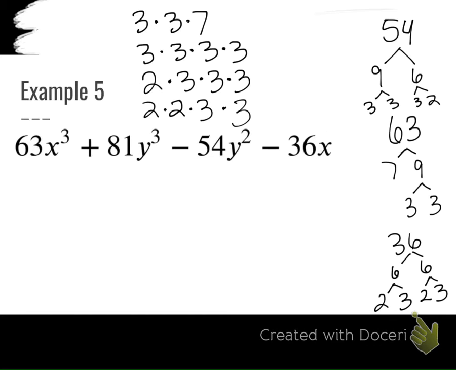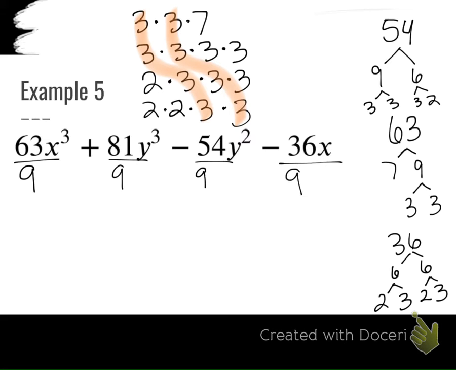Okay, we've got all those lists. So what's in common? Well, on all the lists, I see a 3. On all the lists, I see another 3. And then I don't see anything else that all the lists have in common. So I know part of my GCF is 3 times 3, which would be 9.